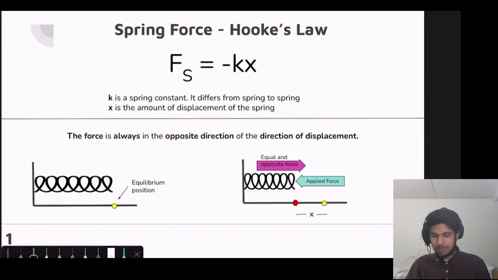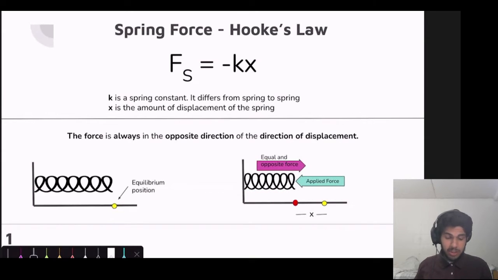So we have just the spring here, which is normal, it's happy how it is, and this yellow dot represents the equilibrium position because that's the furthest point that the spring reaches. But then suddenly, someone applies a force to it, maybe someone pushes it, or an object pushes it or something, and the spring compresses quite a bit.